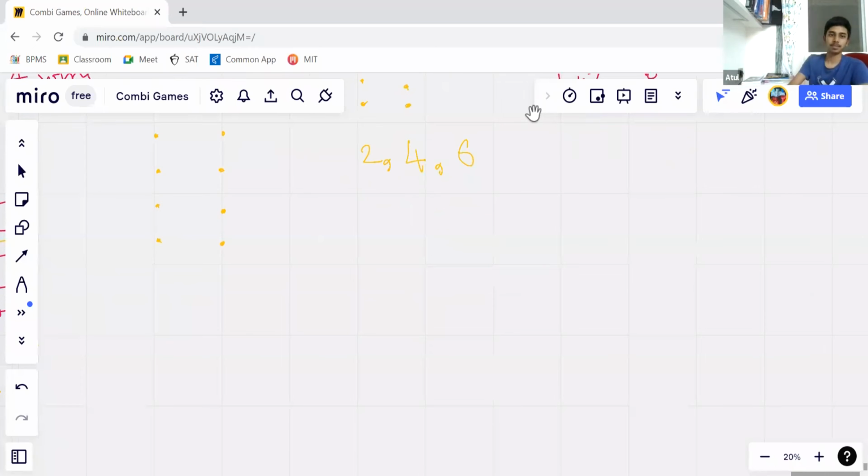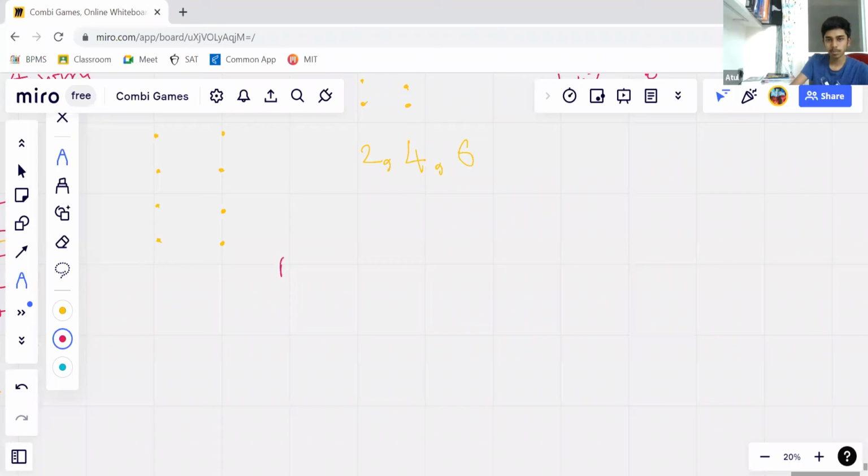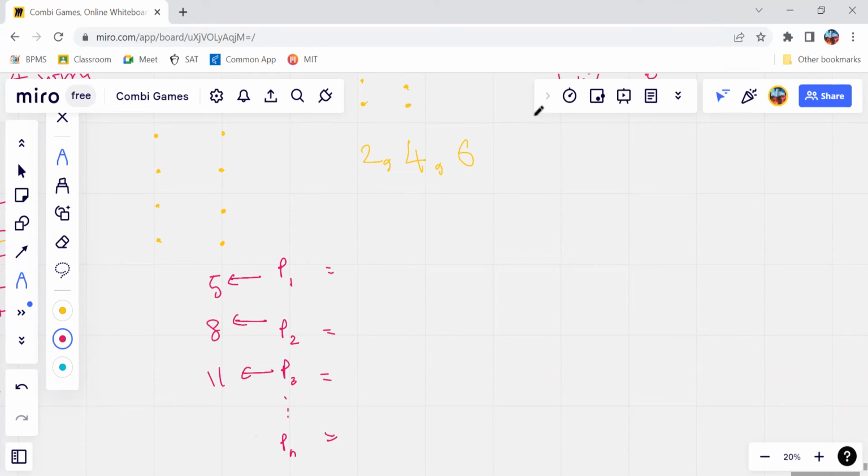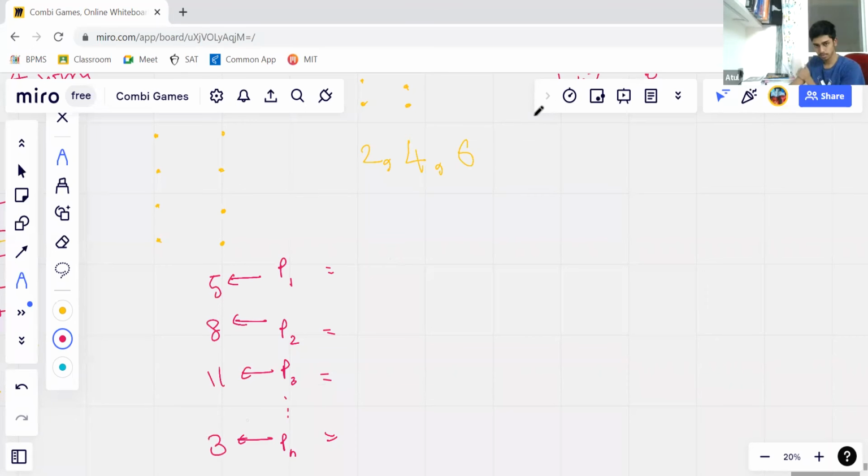Okay, so the real solution is this. Suppose our piles are P1, P2 until Pn. This Pi denotes the number of stones in the pile numbered i. Suppose, okay, just give me some random numbers. 5, 8, 11, 3. Okay, let's actually make it a bit 18.